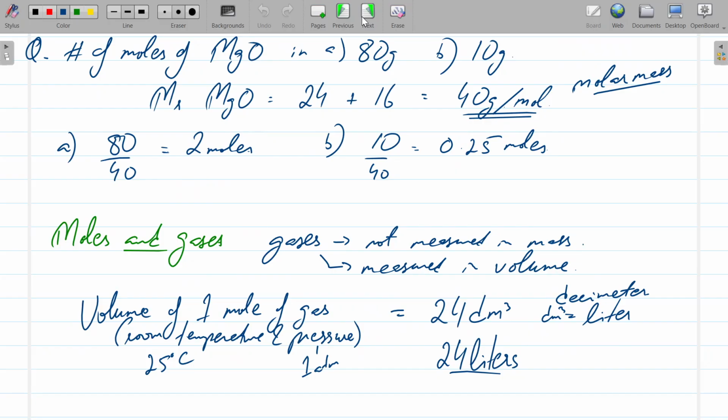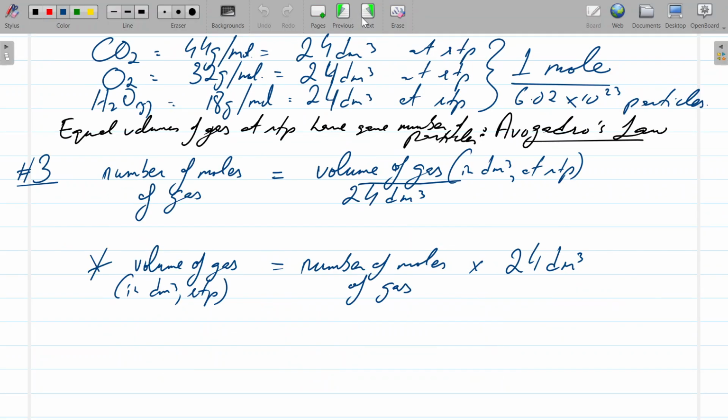Then we talked about moles and gases. 1 mole of gas at RTP occupies 24 liters or 24 decimeter cubes. So decimeter cube is what's used. Whatever gas it is, 1 mole of that gas will occupy that volume, and because it's 1 mole, there will be 6.02 times 10 to the power 23 particles of that gas. So equal volumes of gas at RTP have the same number of particles. That is Avogadro's law.